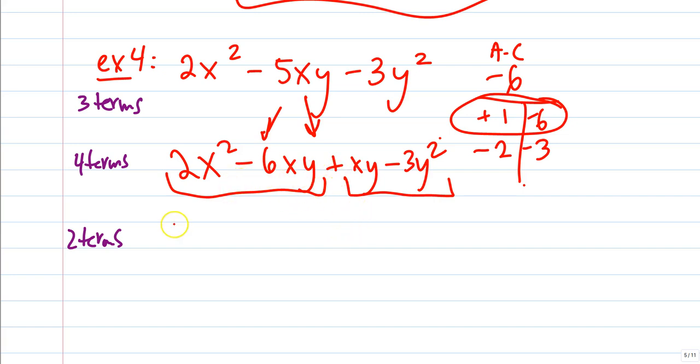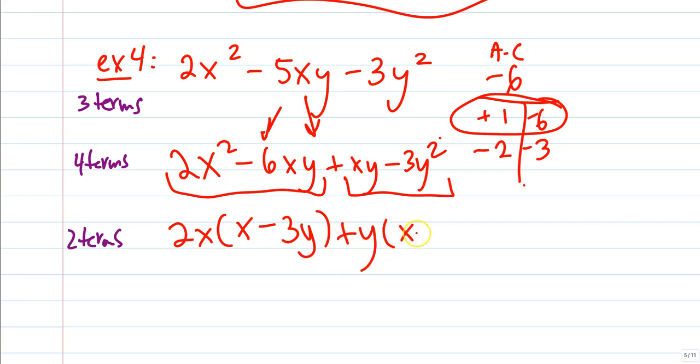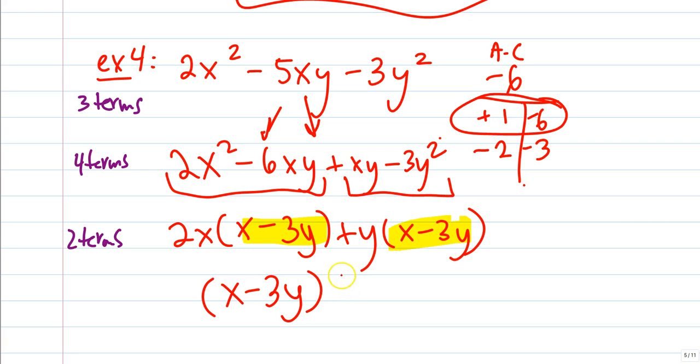First two have what in common? How about a 2 and an x, leaving us with x minus 3y. Second two have what in common? Think just a y, leaving us with x minus 3y. How can you not be excited by this? These two have something in common. And what does that leave us with? Awesome.